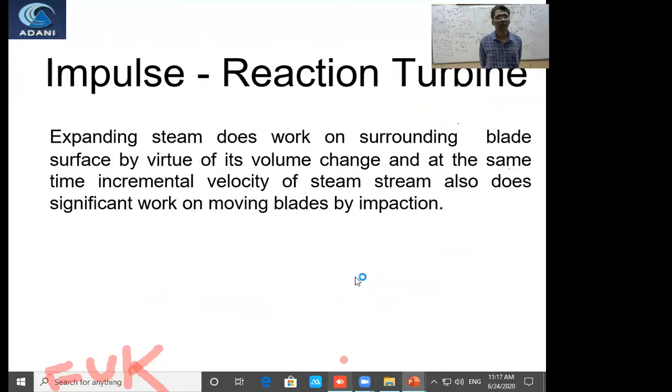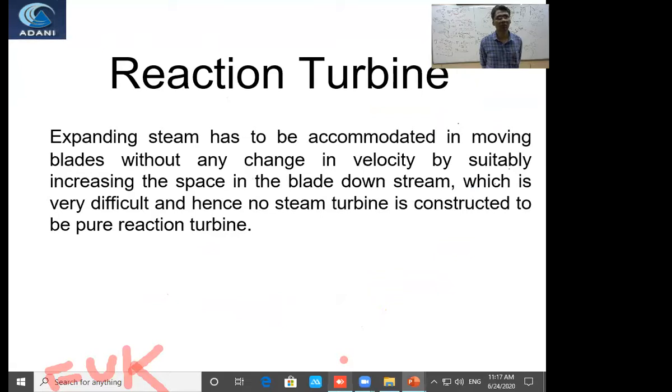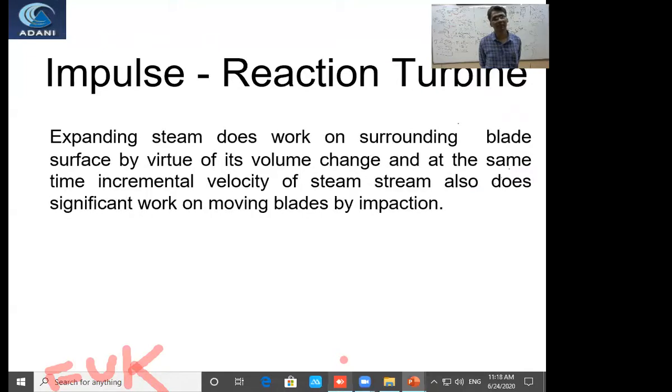There is no pure reaction turbine. There is a combination of both reaction and impulse, because we have to change the direction. Next. Next.